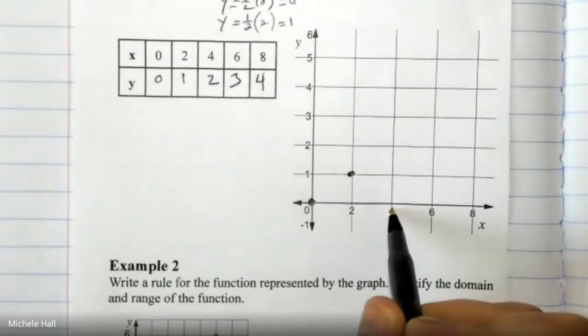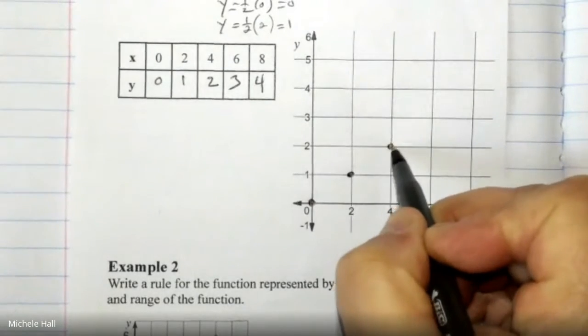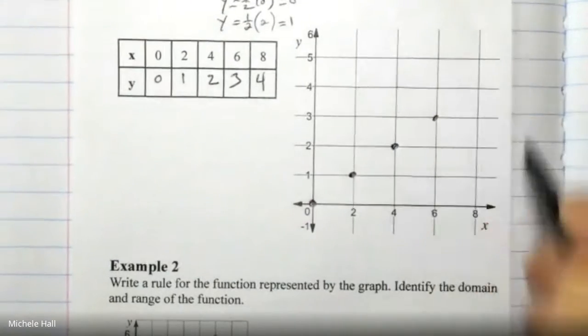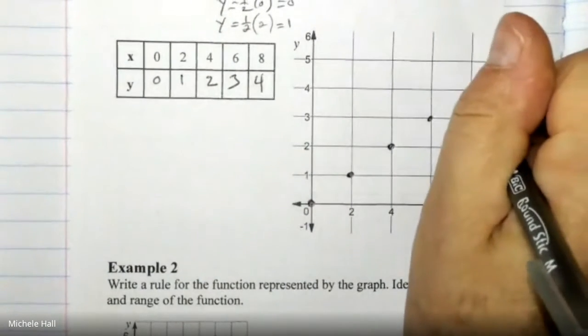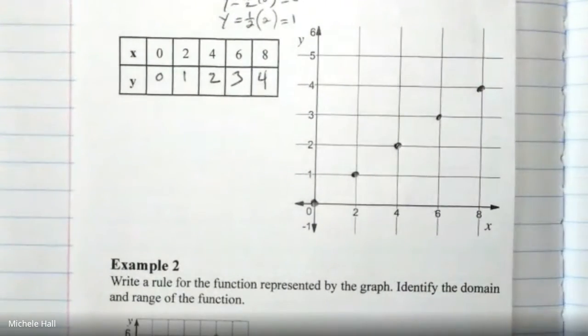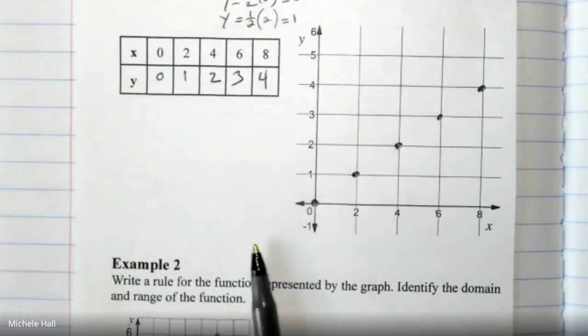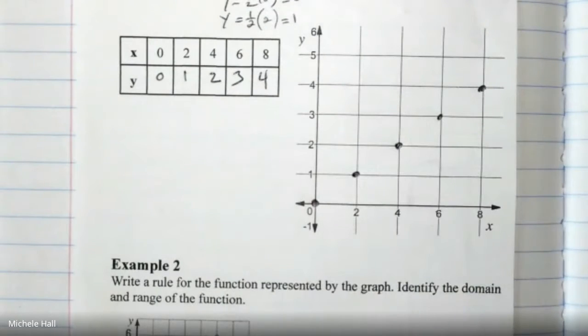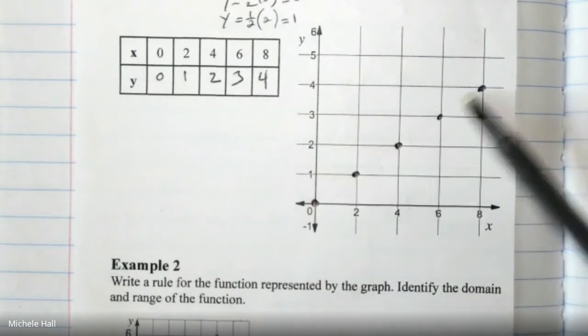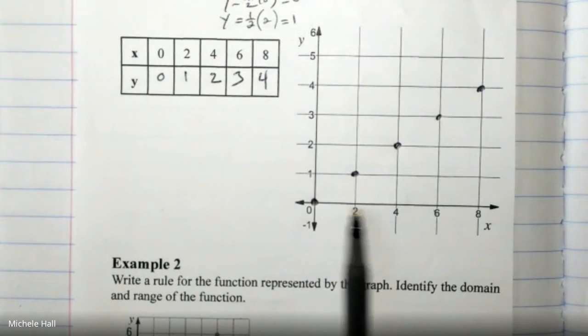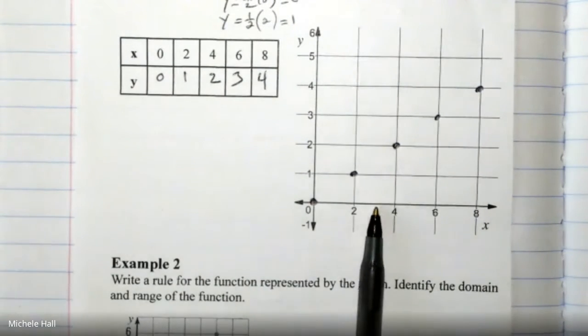X is 4, y is 2. When x is 6, y is 3. And the last one. So that's it for this graph. It gave you a specific domain. And so the only thing I want to see on my graph is that specific domain. When I draw a line, I'm saying that the domain also includes 1 in any fractions. It includes 3 in any fractions that are in there.